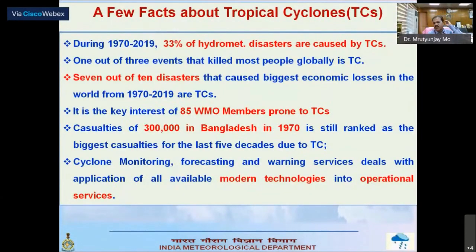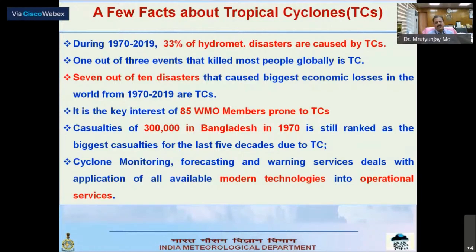So if you just look at a few facts about the cyclones, you will find that about 33% of the total hydrometeorological disasters are caused by tropical cyclones in this latest period of 1970 to 2019. 1 out of 3 events that killed most people globally is the tropical cyclone. TC stands for tropical cyclone. And 7 out of 10 disasters that caused the biggest economic losses in the world during this period of 1970 to 2019 are the tropical cyclones. And you will find that about 85 countries in the world are affected by the tropical cyclones.